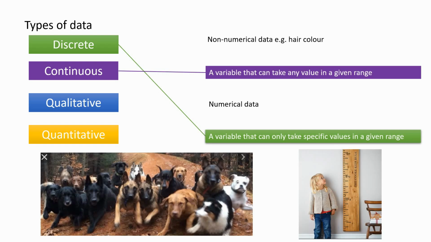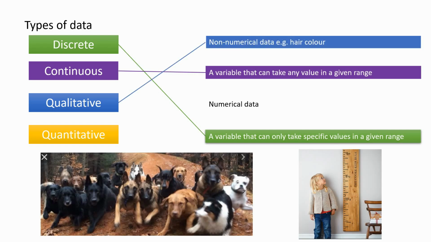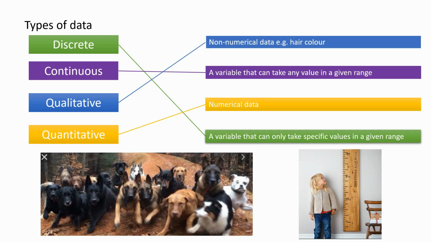Continuous, that can be any given range. So maybe you're like me at home and you have a nice height measuring chart. Not like that, I just notch it up on the door frame. But heights can take any value in a given range, that's continuous. Words we're maybe not so familiar with is qualitative. So this is non-numerical data, hair colour, stuff like that. And quantitative is what we deal with mostly in maths, is numerical data.